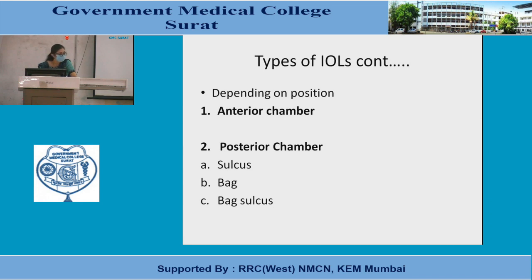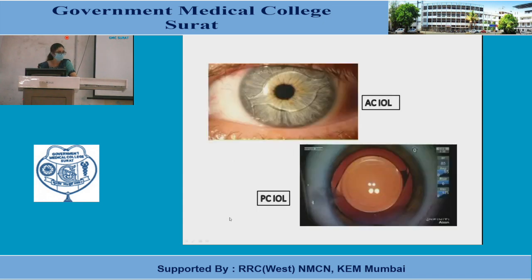Back sulcus usually occurs by chance. Usually no one plans putting an IOL in the back sulcus. But say if you have compromised zonules at one place, then you can end up putting an IOL in the back sulcus position. So this is how an anterior chamber IOL is.